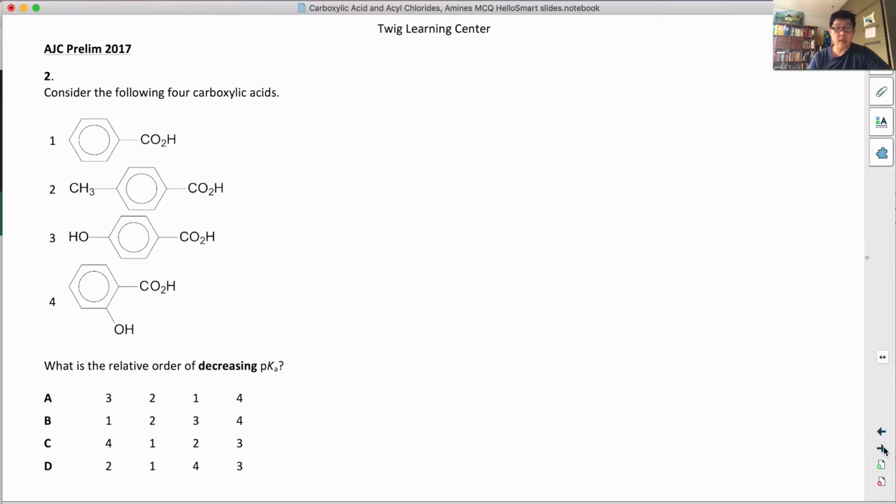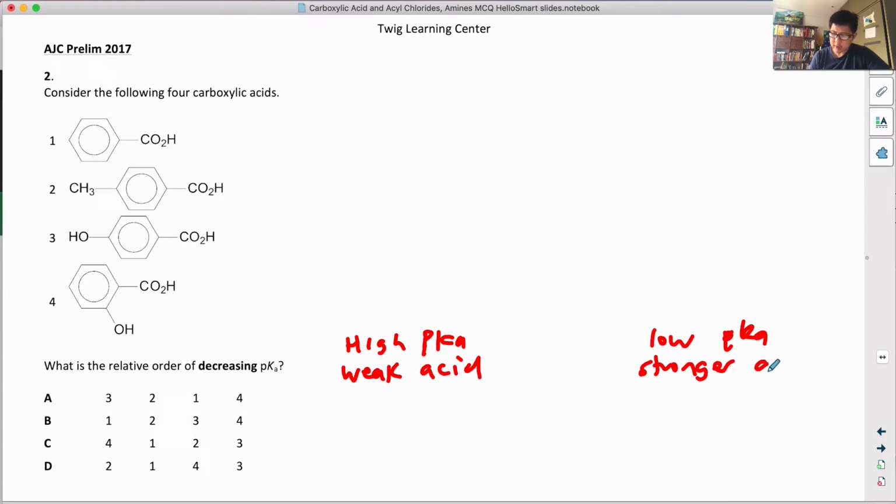Okay, consider four carboxylic acids. Which is the relative order of decreasing pKa? What they're trying to say is from high pKa to low pKa. High pKa means a weak acid, going to a stronger acid. So which is the strongest acid? The strongest acid is probably the one that can form a stable conjugate base. If you look at it carefully, it's this one, actually number 4.